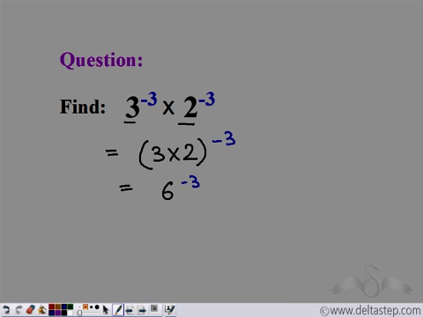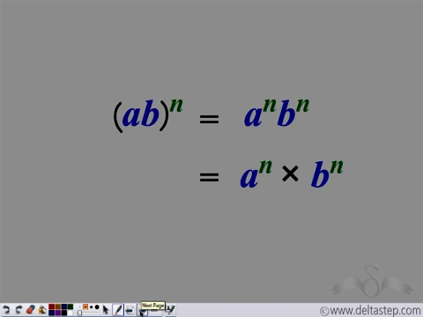Now this a to the power n into b to the power n equal to ab to the power n holds the other way round also. That is, if we have an exponential number in which the base can be written as the product of two numbers, that is, if the base is in the form of a into b, then we can write it as a product of two exponential numbers, a to the power n into b to the power n. That is, we can break this exponential number as a product of these two exponential numbers. And using this, we can simplify many calculations.